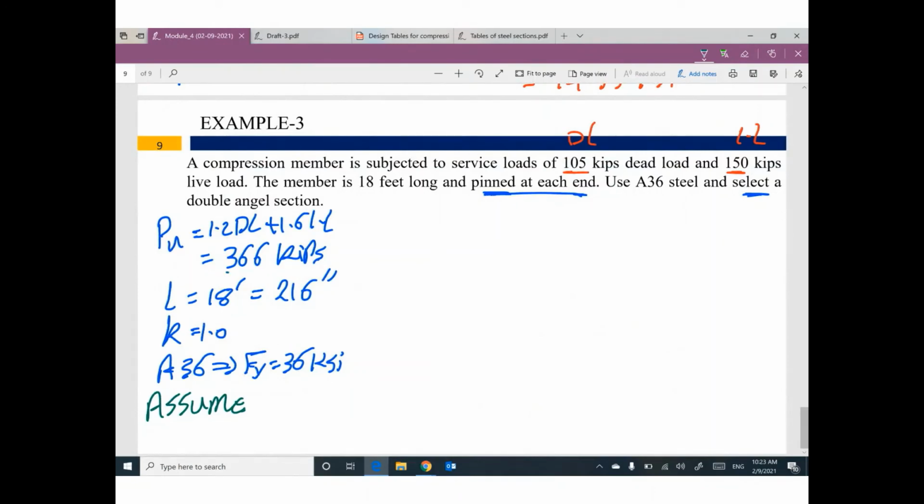So I'm going to assume double angle 8 by 8 by 1/2. And let's see. What is the area? What is the value of R? What is the value of I capital X and I capital Y? Both of them should be the same value. So guys, I assumed a member. We don't have a guide to give you a hint, so we need to assume, and based on your assumption, I will do my calculation for design. 8 by 8 by 1/2.